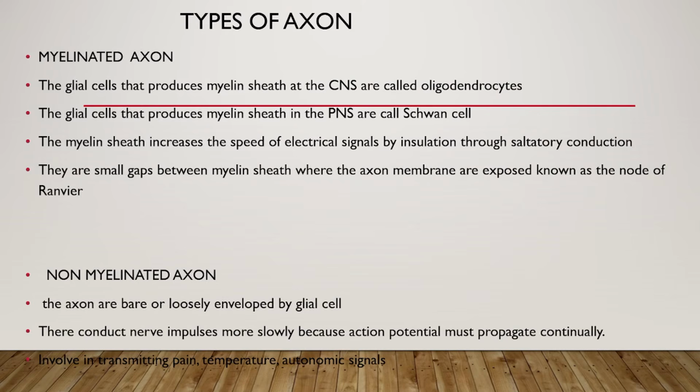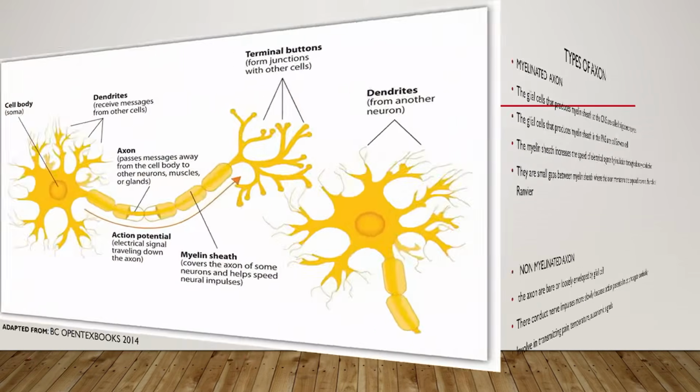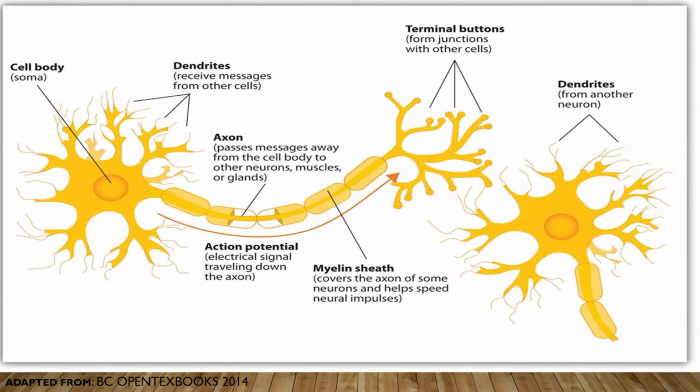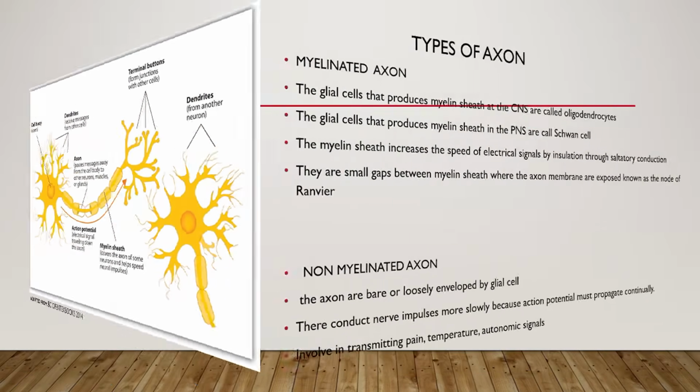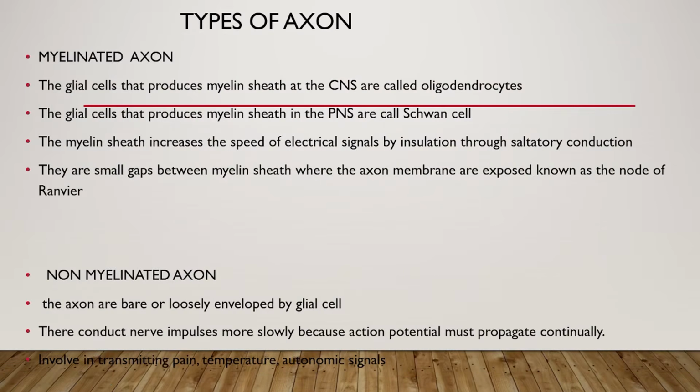Okay, but before we dive into this part of the lesson, let us go back again and summarize a little between the types of axons. Remember, we said there are two types of axons. We have the myelinated axons and the non-myelinated axons. The myelinated axons have the glial cells, which we also call the neuroglia, and they are responsible for production of the myelin sheath.